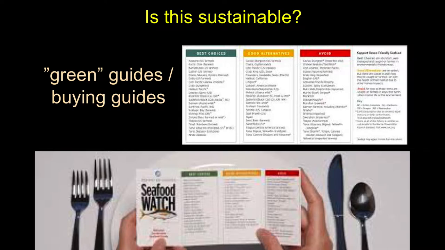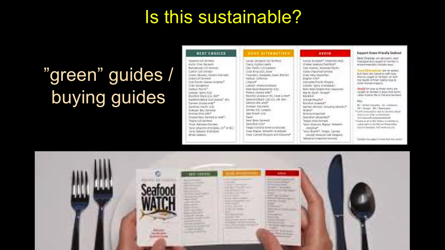Green means, so you go to this restaurant, you want to order some fish tacos. Okay, I want to order some fish tacos. Hey, what's this fish taco? This is, I don't know what it is. This is mahi-mahi. Oh, it's mahi-mahi? Okay, whip out my card or open up my app, type in mahi-mahi, and is it green? If it's green, go ahead and eat it. If it's red, don't eat it.